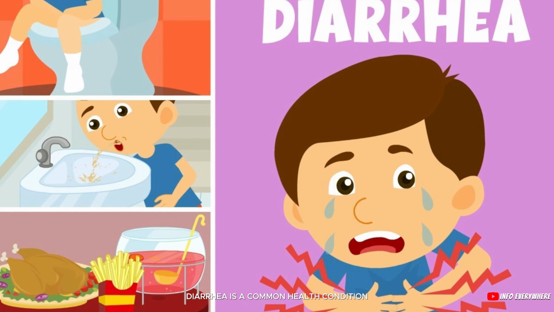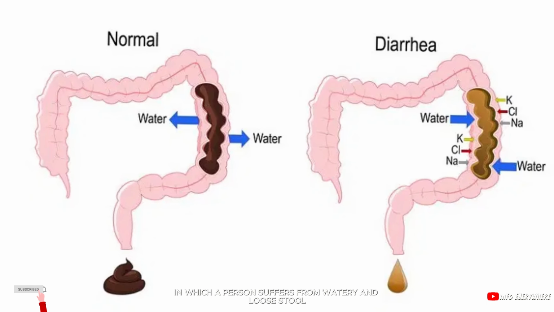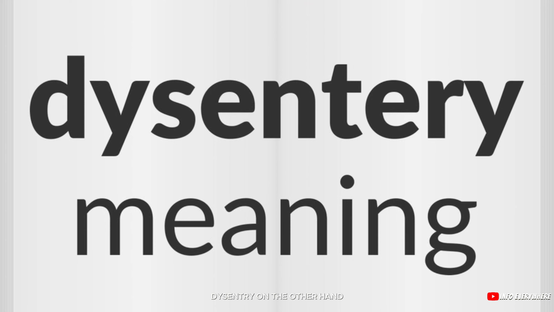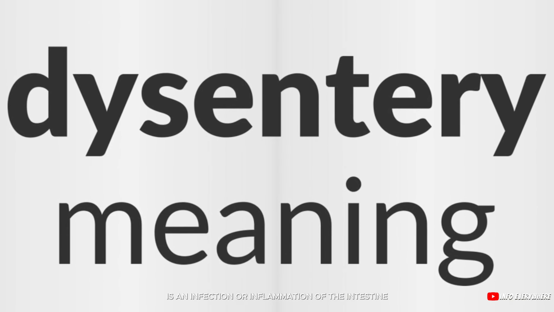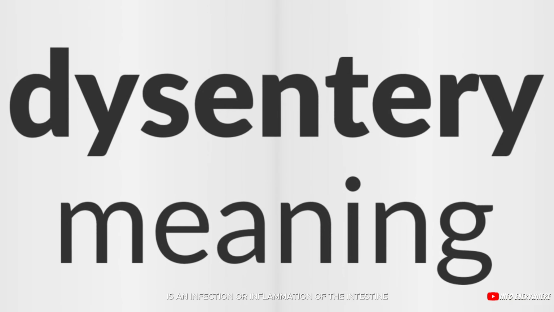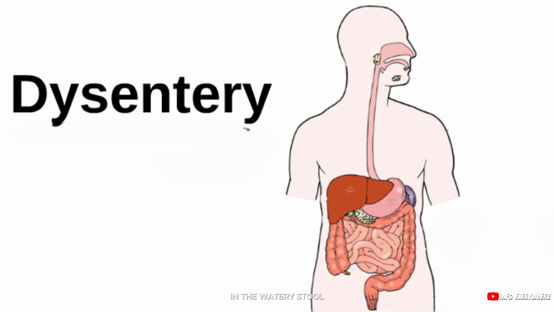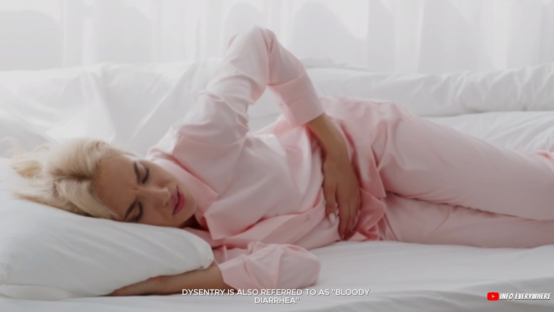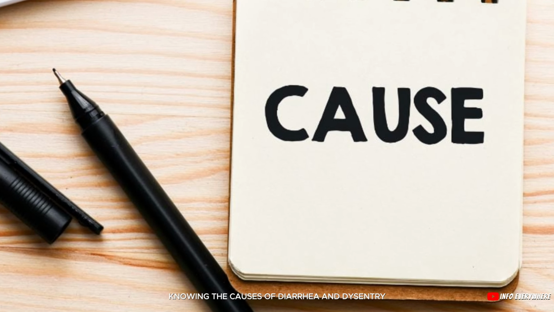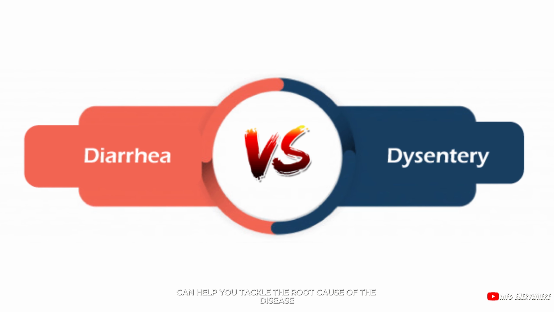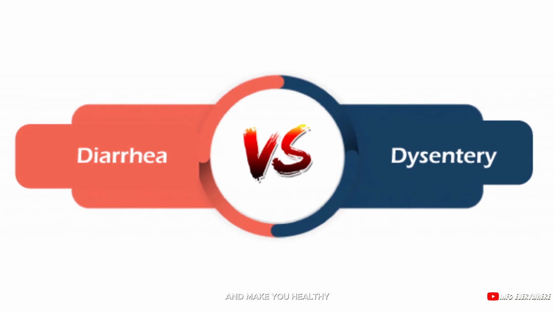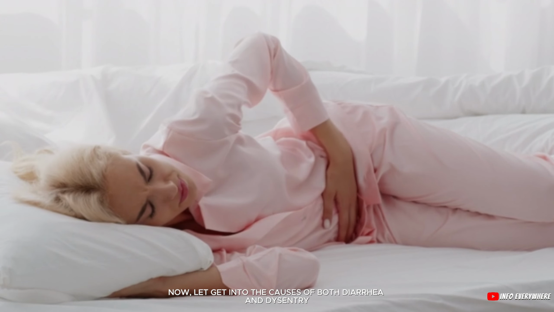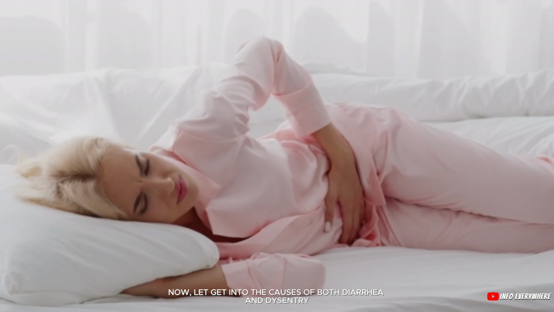To begin with, it is important to understand what diarrhea and dysentery are. Diarrhea is a common health condition in which a person suffers from watery and loose stool. Dysentery, on the other hand, is an infection or inflammation of the intestine that can lead to the presence of blood in the watery stool. Dysentery is also referred to as bloody diarrhea. Knowing the causes of diarrhea and dysentery can help you tackle the root cause of the disease and make you healthy. Now, let's get into the causes of both diarrhea and dysentery.